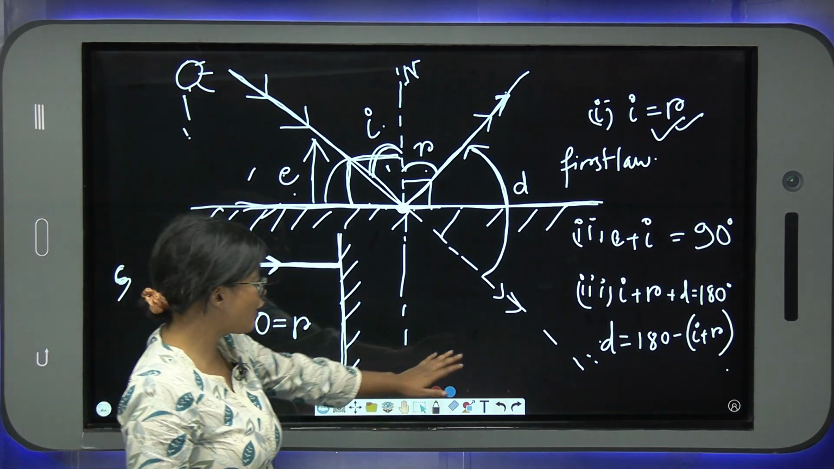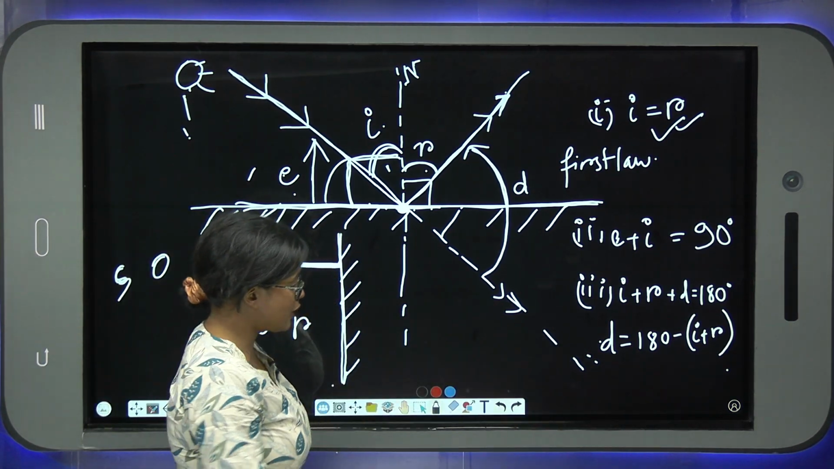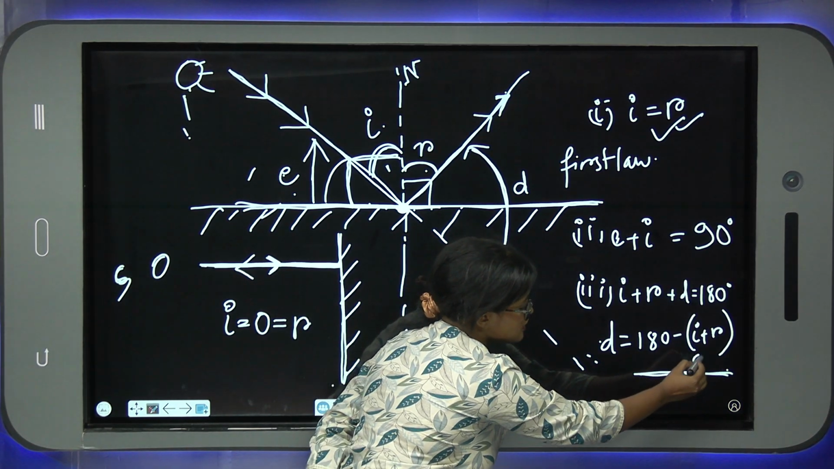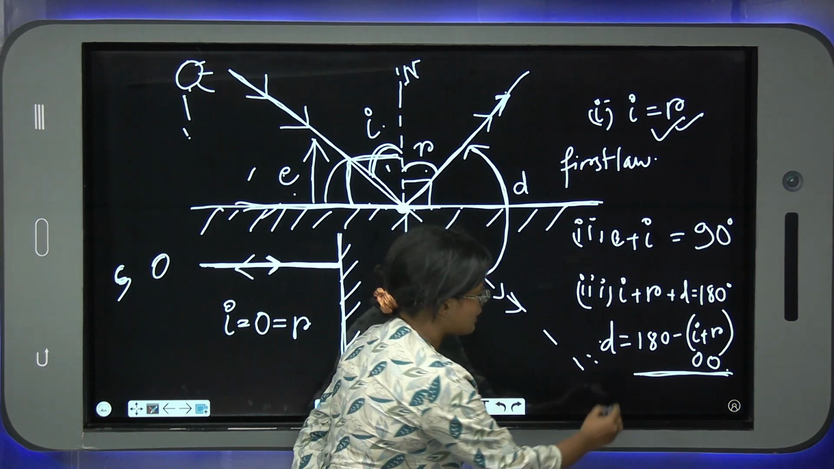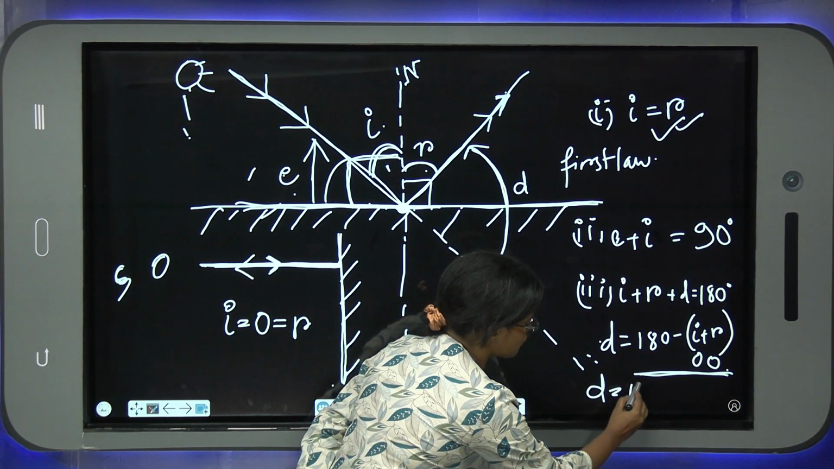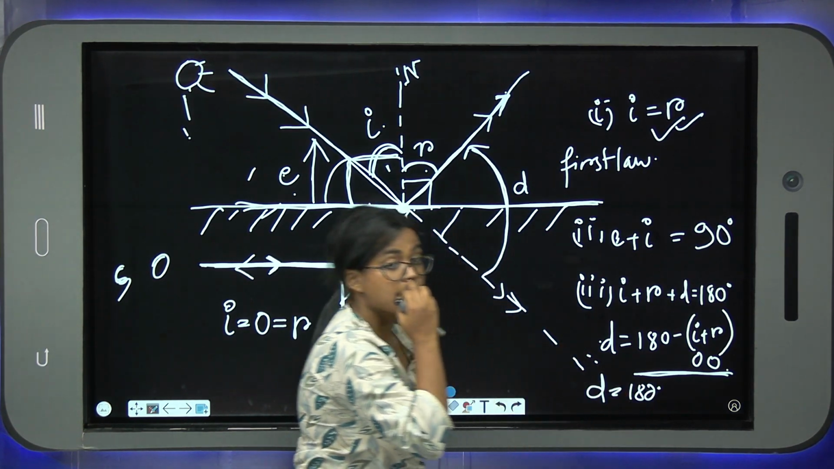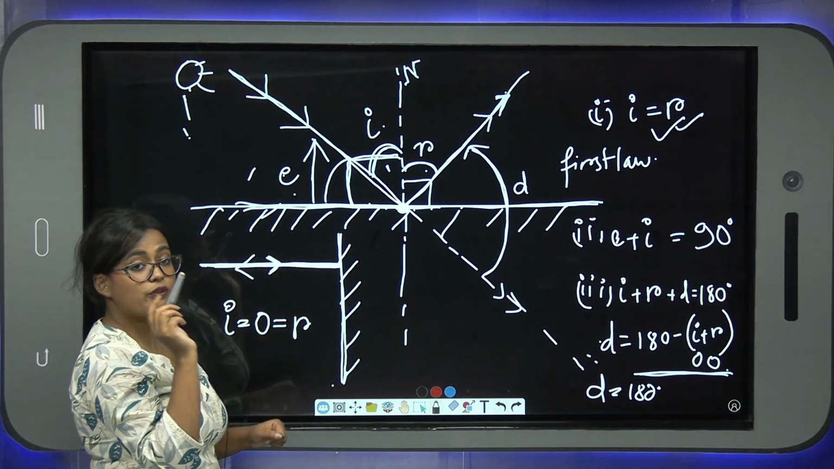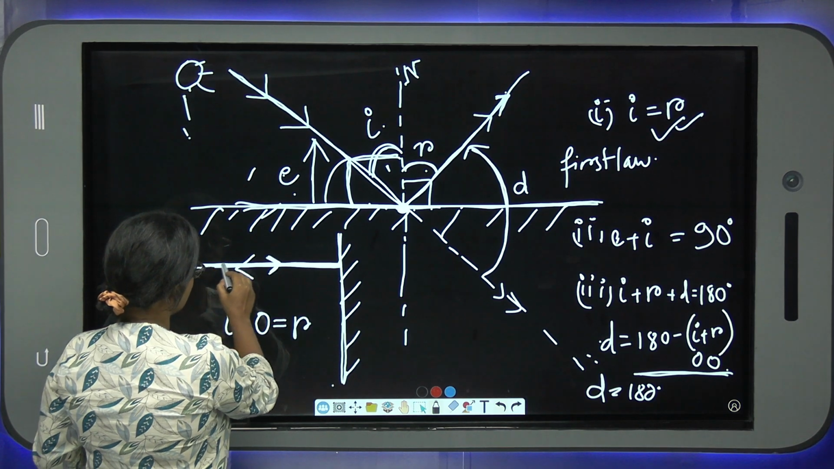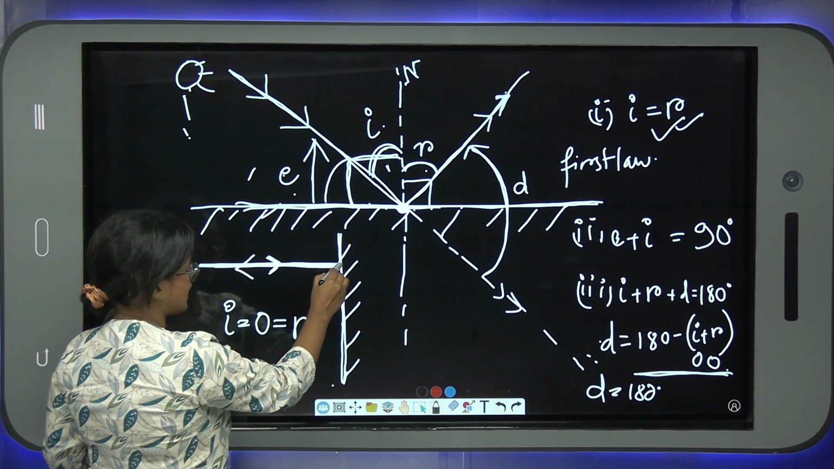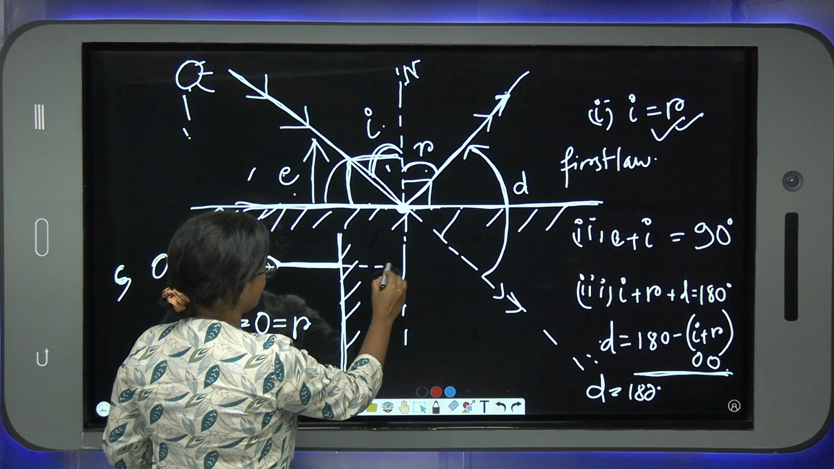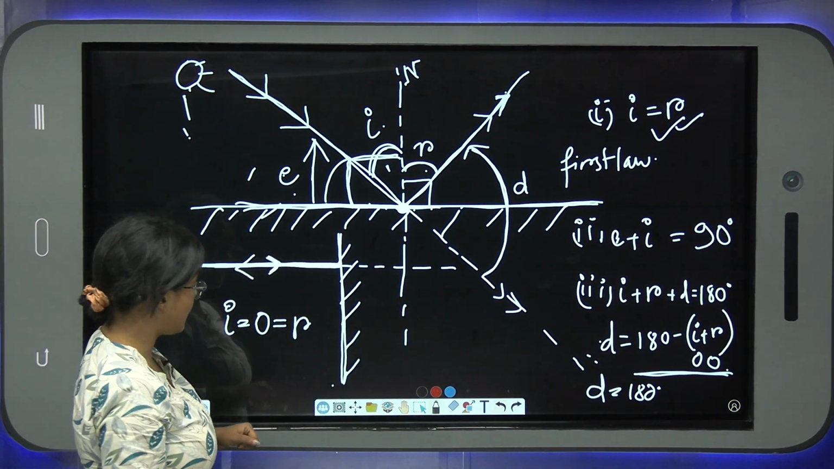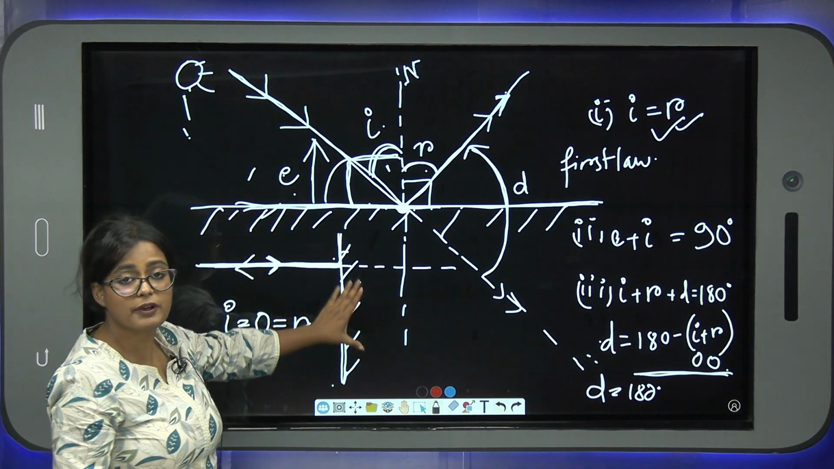But no, angle of deviation wouldn't be 0, because in mathematical terms, if you put both 0 in place of I and R, you will see that angle of deviation is 180 degrees. But to physically perceive it, the angle of deviation will be 180 degrees, because even though the light is travelling in a straight line, it was supposed to travel in a straight line on the other side of the mirror as well, if this mirror wouldn't have been present.